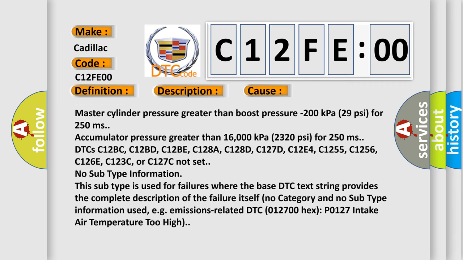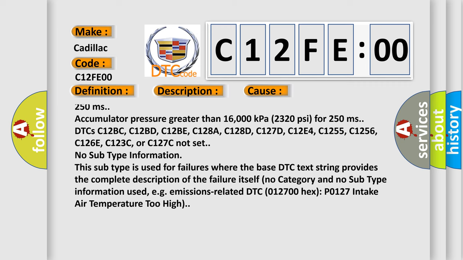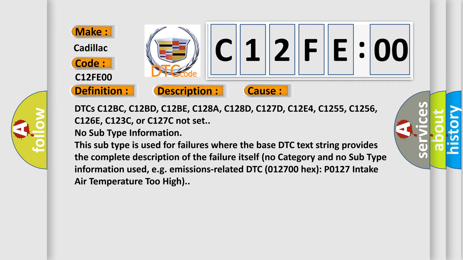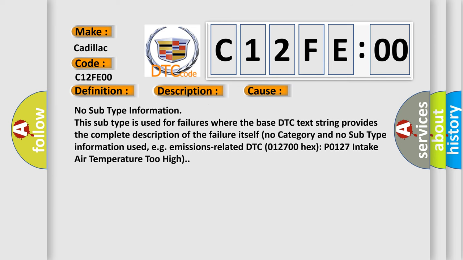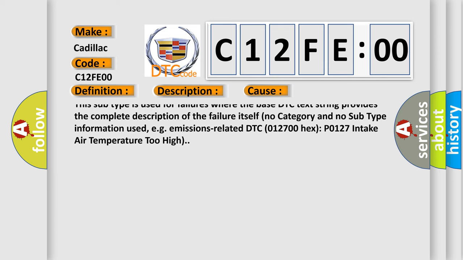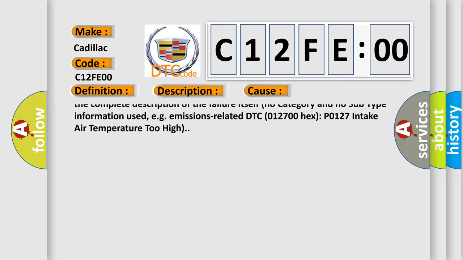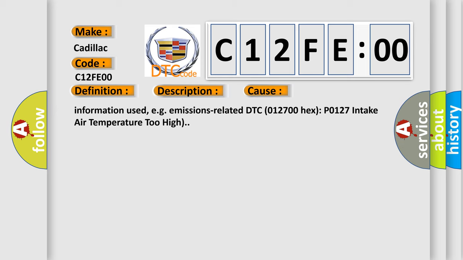accumulator pressure greater than 16,000 kilopascals (2320 psi) for 250 milliseconds, DTC C12BC, C12BD, C12BE, C128A, C128D, C127D, C12E4, C1255, C1256, C126E, C123C, or C127C not set. No subtype information. This subtype is used for failures where the base DTC text string provides the complete description of the failure itself. No category and no subtype information used, e.g. emissions related. DTC 012700 hex P0127 intake air temperature too high.